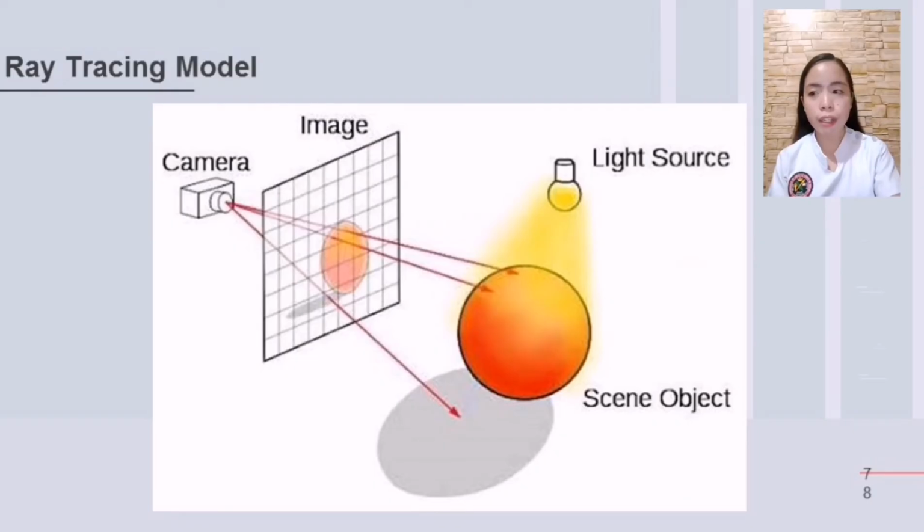Next we have the ray tracing model. We have the camera or the eye, the image, the light source, the scene object, and we can also see the shadow rays.